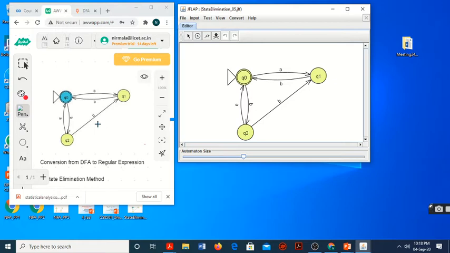In the state elimination method, we normally eliminate the states one after the other so that we have only the initial state and the final state to find the equivalent regular expression. In this problem, we have Q0 as the initial state as well as the final state. Therefore, we have to remove the states Q1 as well as Q2 in order to get the equivalent regular expression.